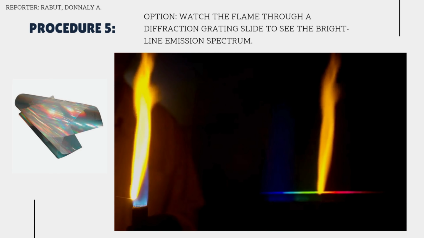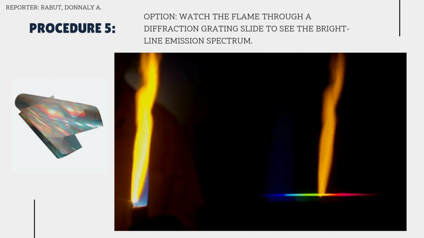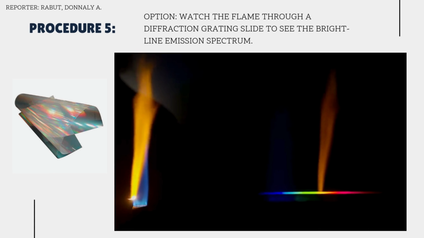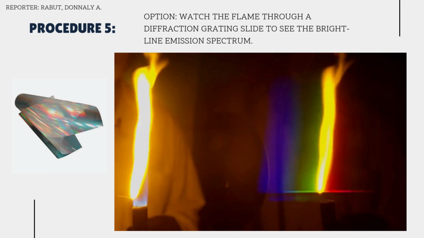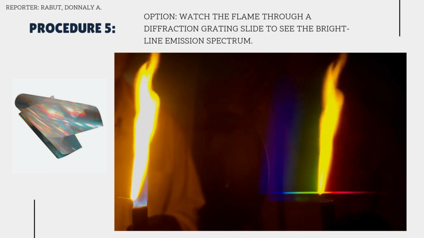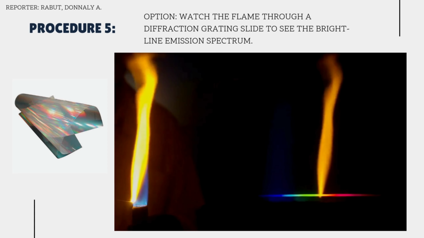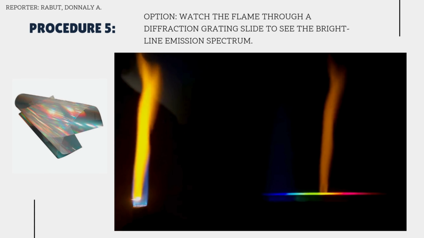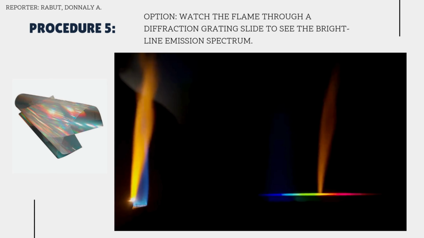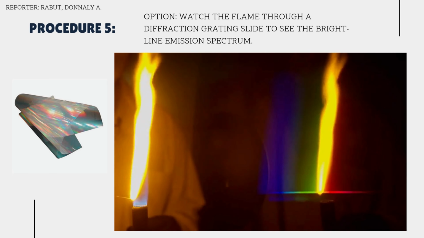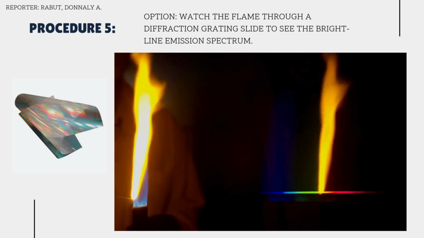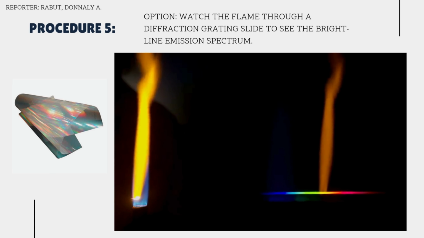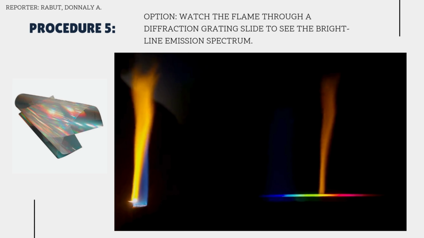Place it between your eyes and the flame, at a distance of about 10 to 20 cm from the eye. Next, adjust it by slowly rotating or tilting it to find the best angle for observing the diffraction pattern. While observing the color of the flame, you can see that the element has a unique emission spectrum. The flame emits light at specific wavelengths corresponding to the energy transition of an atom or ion in the flame.